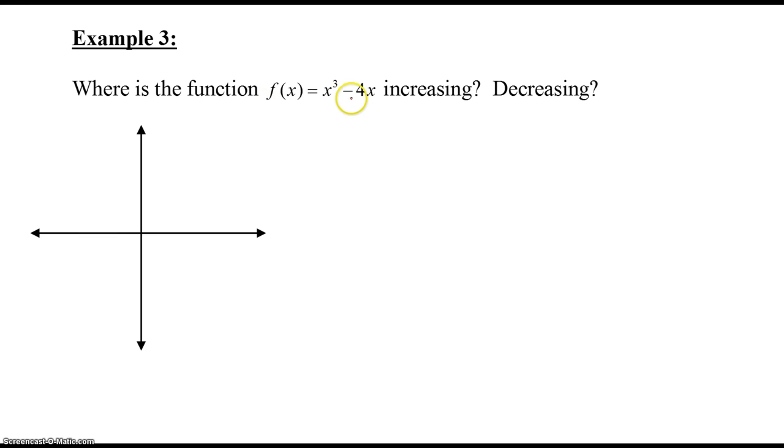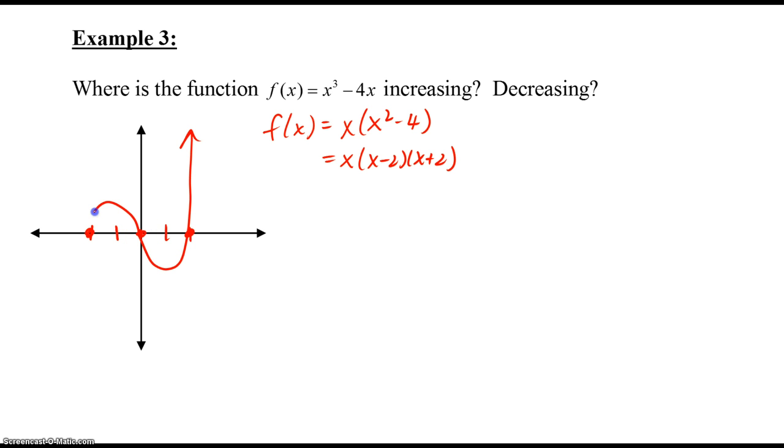So if this was for the function, I wanted to get a quick sketch of the function. I know that the function f of x could factor to x times x squared minus 4, which would be x times x minus 2, x plus 2, which would give me x-intercepts at -2, 0, and 2. This is a cubic function with a positive leading coefficient, so end behavior is going to have to look something like that. So there's a quick sketch of the graph of the function.